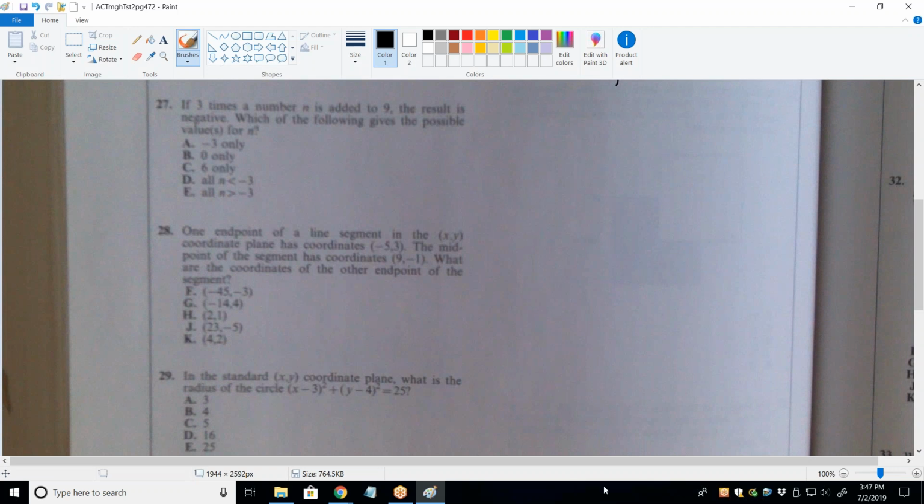Okay, I think I found the secret. That's not to use their Microsoft Windows Ink workspace. As long as I work under Paint, I don't have that other problem I was having. Okay. All right, so number 27.